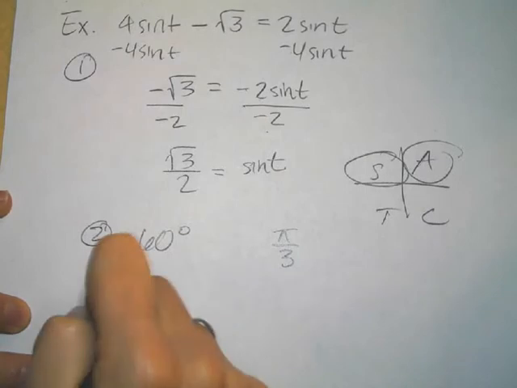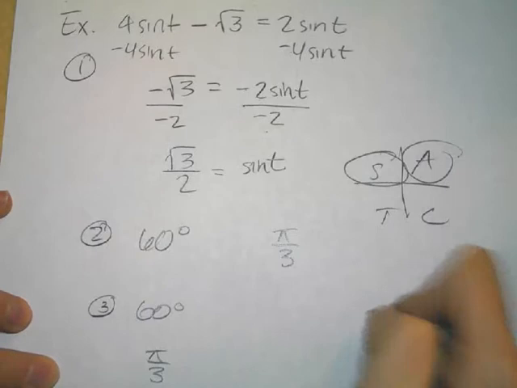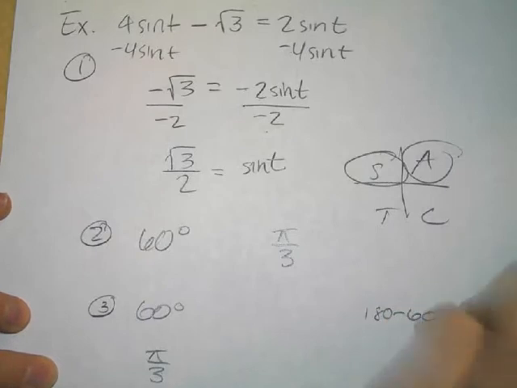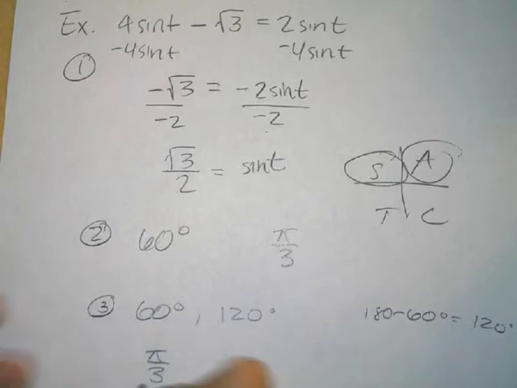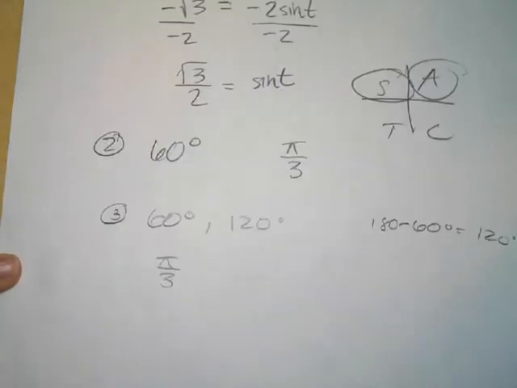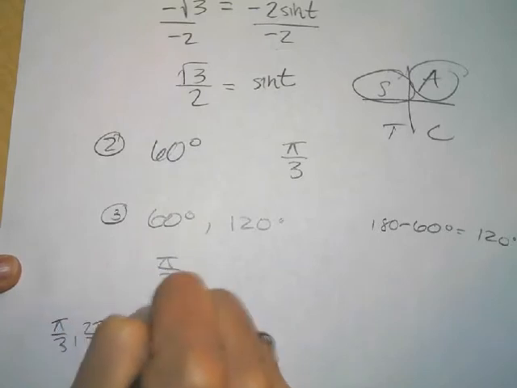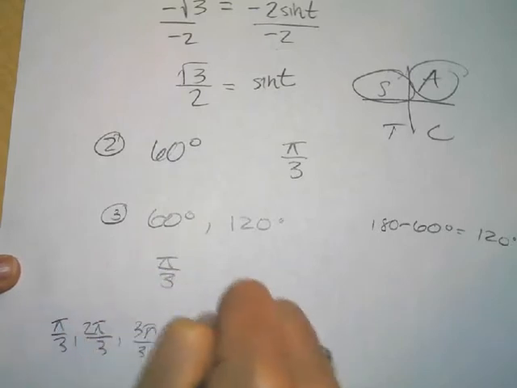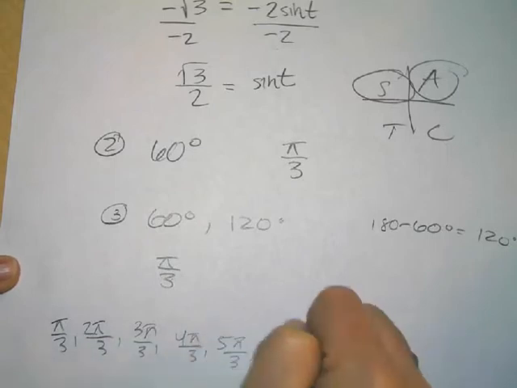So 1 is just the same one as we have. How do we find it in quadrant 2 again? 180 minus 60, which is 120. And then these, I'm going to list them all out, just like I did before. Pi over 3, 2 pi over 3, 3 pi over 3, 4 pi over 3. When do I stop? 12 pi over 6.